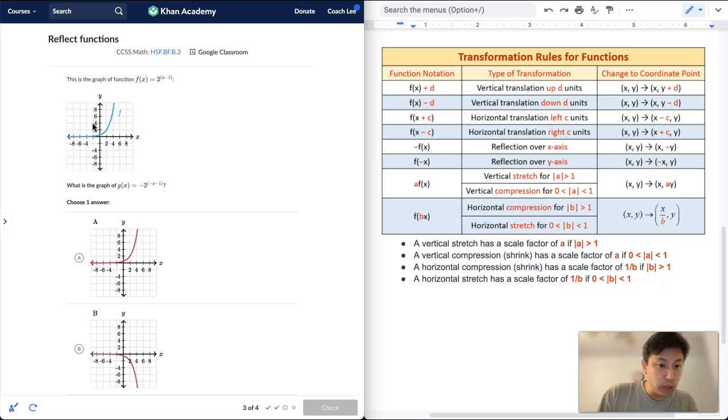Okay, so this is the original f of x. We're going from f of x to g of x, right? So let's acknowledge what the differences are between f of x and g of x. The first difference I see is we have a negative that goes out in front of the whole thing, and then we have a second one. We have a negative that goes in front of the x inside the exponent.